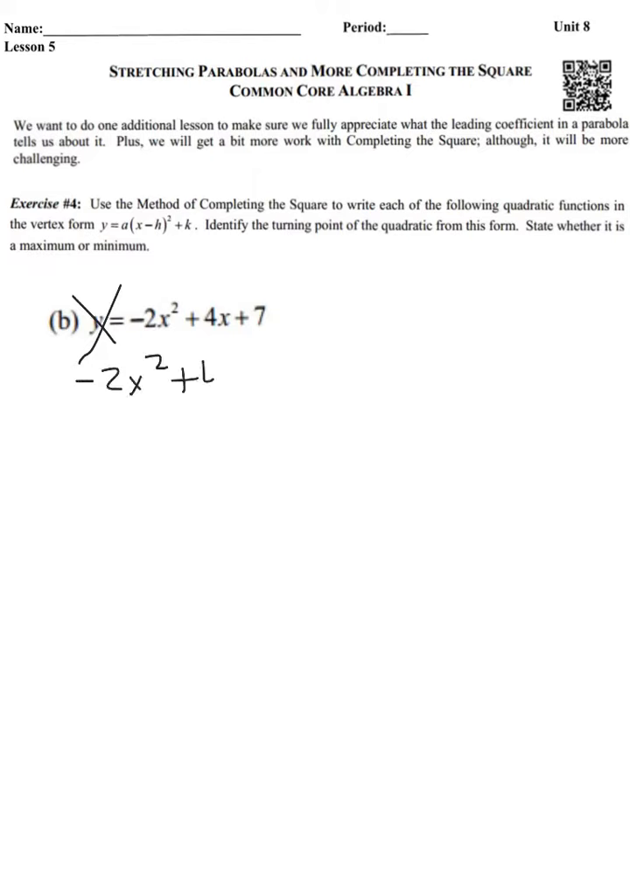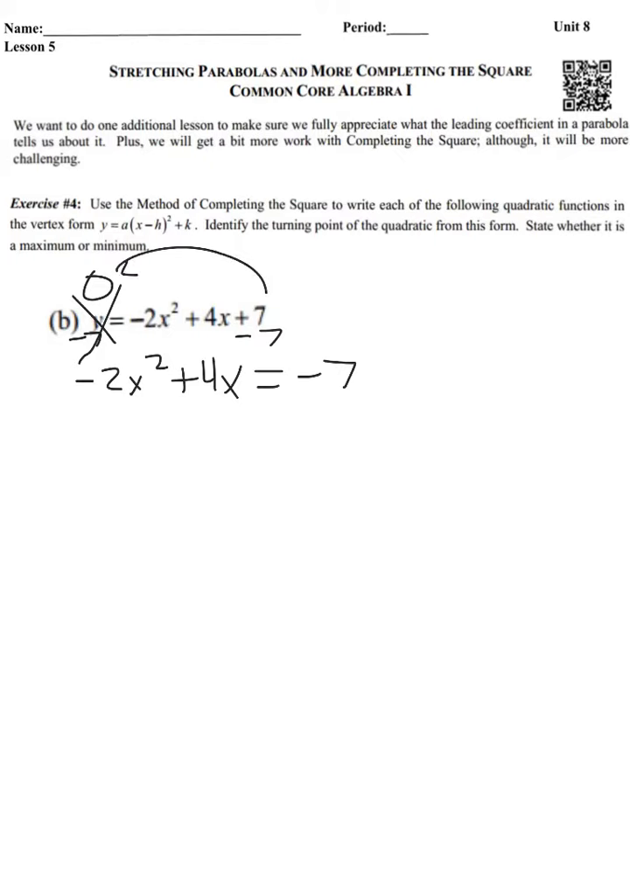plus 4x, and then move that 7 to the other side. So if I put a 0 in there, what's 0 minus 7? It's equal to a negative 7, okay? So I get the c basically on the other side. That's what we did. All right.